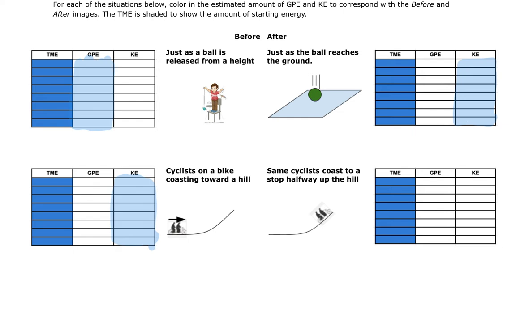But then the same cyclist coasts up to a stop halfway up the hill. So now this is kind of our after. If they're stopped, they can't have any kinetic energy. All of that total mechanical energy must have become gravitational potential energy. Okay. Now these are two pretty simple examples, but I think it gets us started on where we need to go.